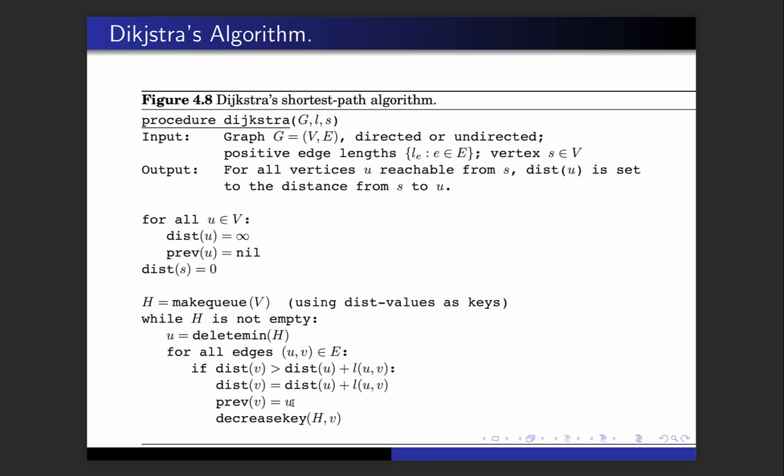Finally, we decrease key. This is another procedure that we will explore soon, which takes care of this queue data structure that we're using to implement Dijkstra's. So now that we have this implementation, let's jump into the key procedures and let's discuss the running time.